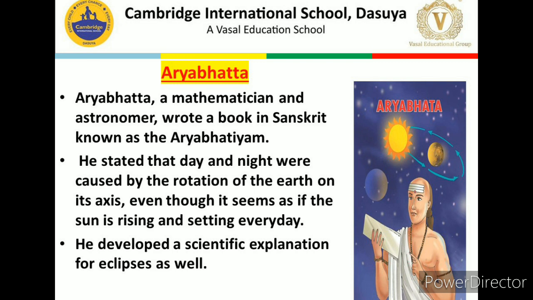Aryabhatta. As we all know, he was a great mathematician and astronomer, and he also wrote a book in Sanskrit known as Aryabhatiam. He stated that day and night were caused by the rotation of the earth on its axis, even though it seems as if the sun is rising and setting every day. He also developed a scientific explanation for eclipses, the solar eclipse and the lunar eclipse.